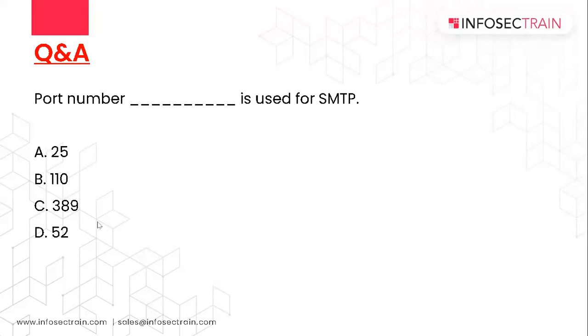Then we are having 53, right? Over here we are having this 53, which is used by DNS, which translates domain names into IP addresses and vice versa. So the correct option is option A, which is port number 25.